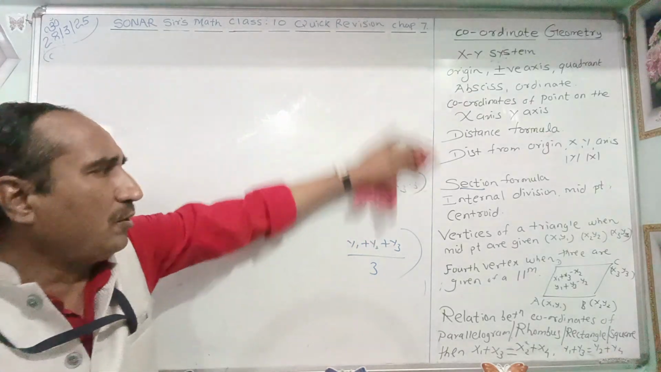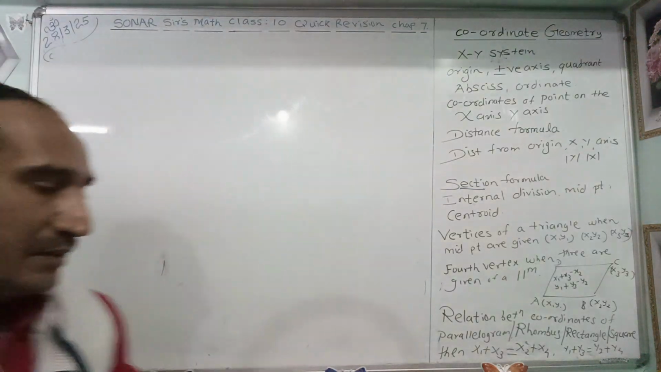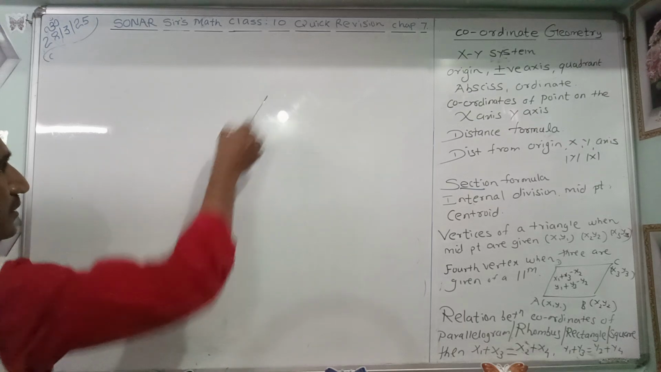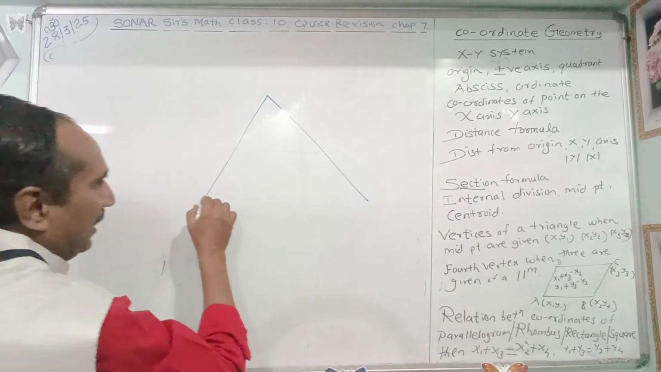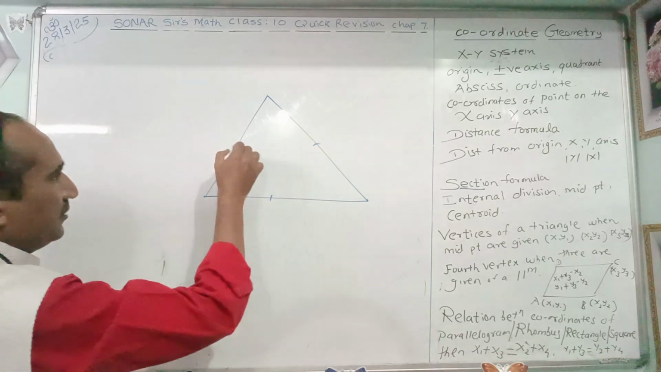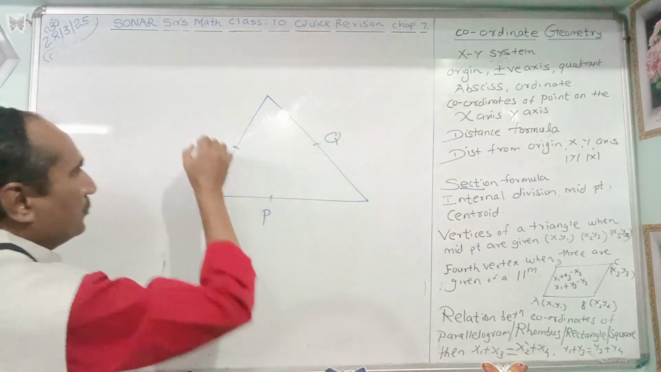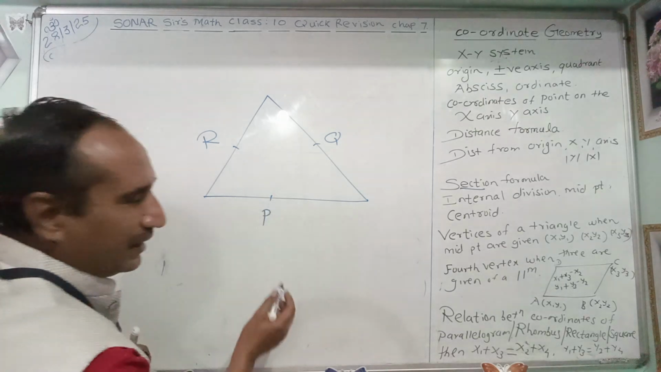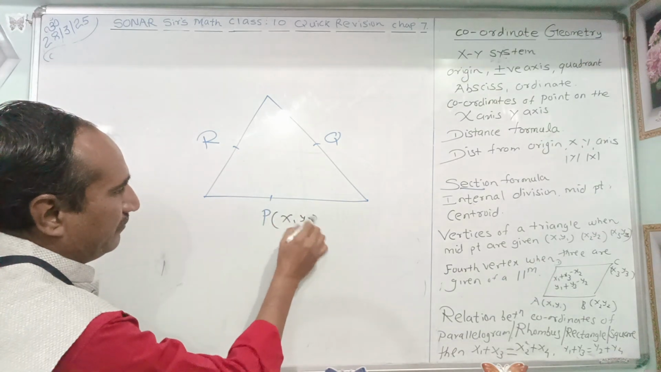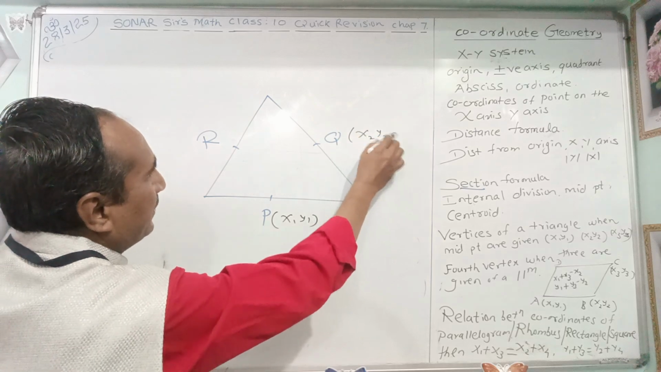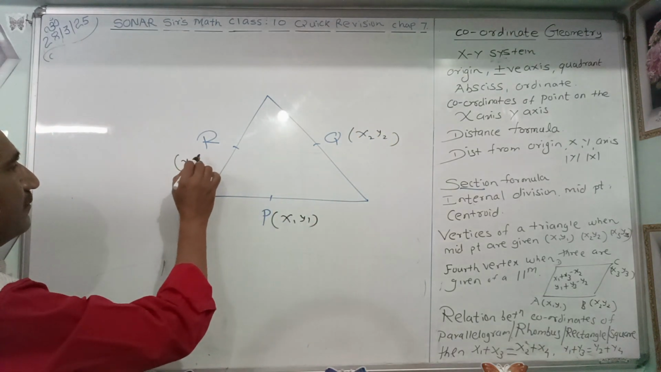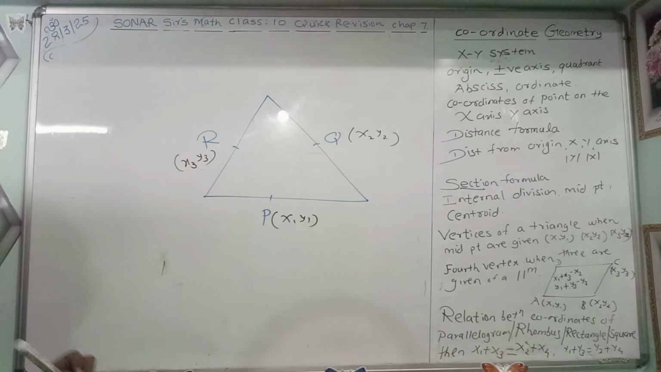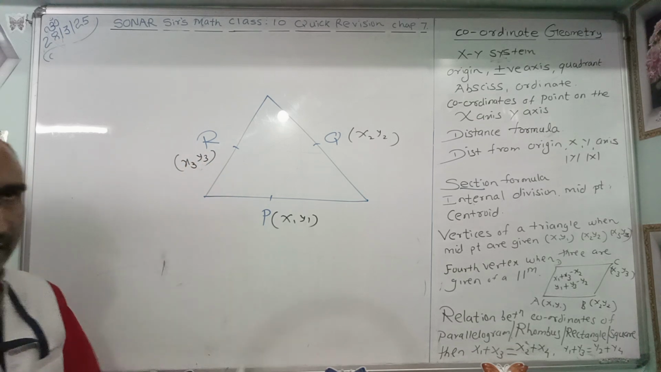Now there is a common question asked in the exam that the midpoints of a triangle are given. Let's consider the midpoints as P, Q and R. So these midpoints of the triangle are given as x1, y1, x2, y2 and x3, y3.